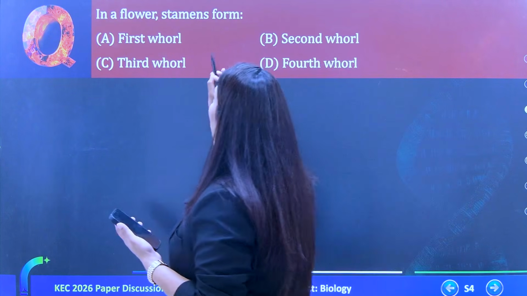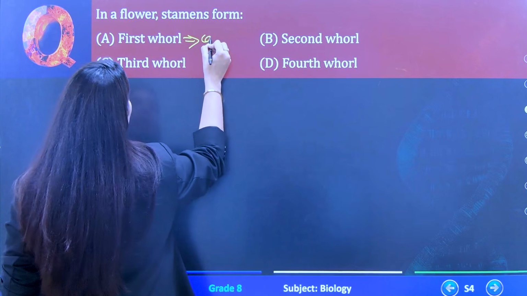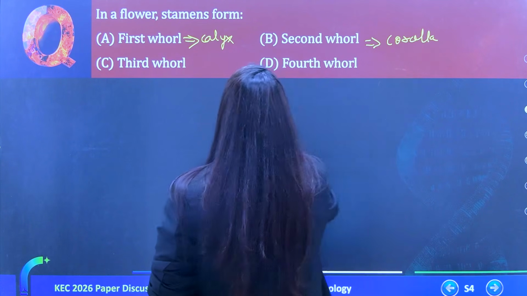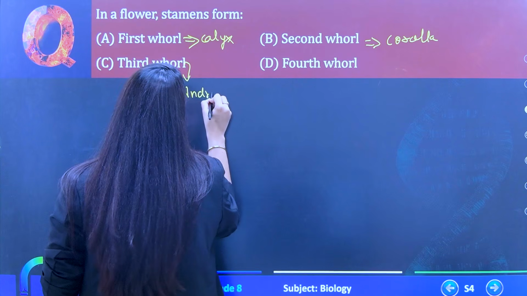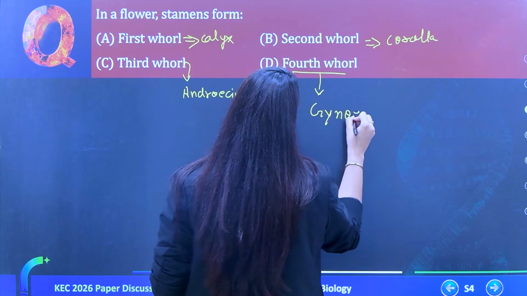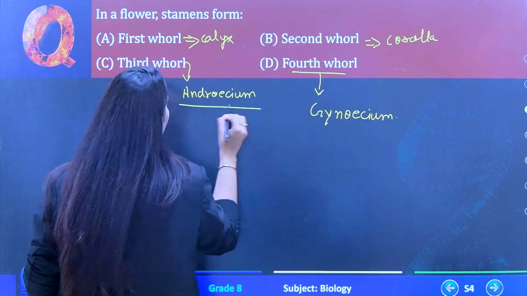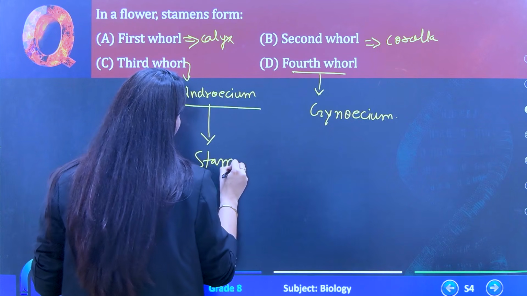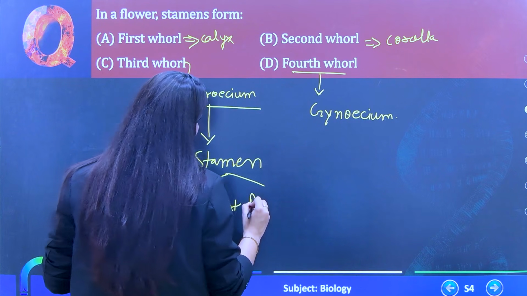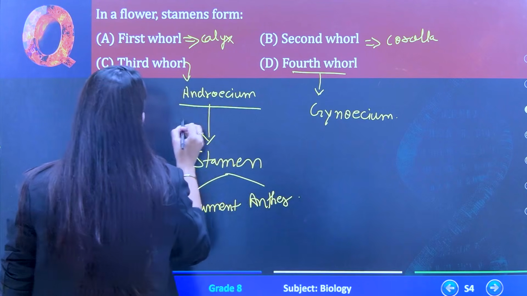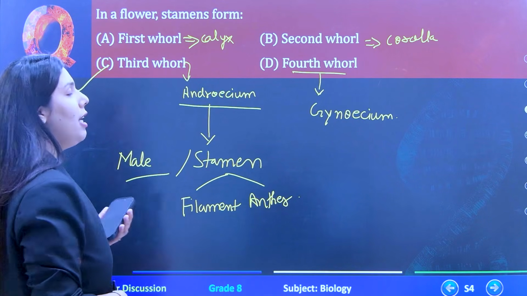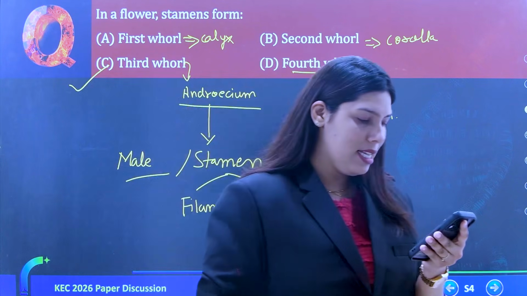Okay, in a flower, tell me, what is the first whorl? That is calyx. What is the second? That is corolla. What is the third? That is androecium. What is the fourth? Gynoecium. What is another name for androecium? Stamen. What does stamen consist of? Filament and anther. So basically it is the male reproductive part. So the third whorl is stamen.